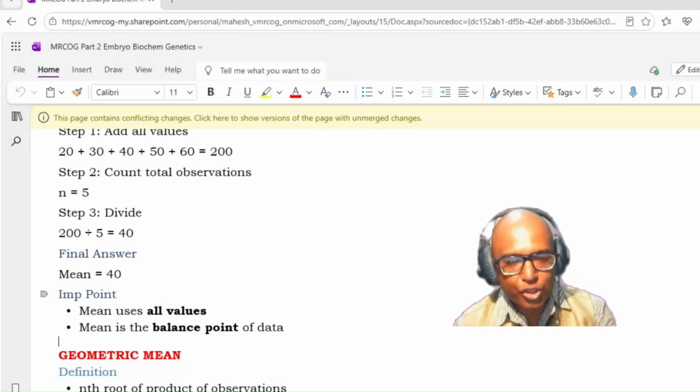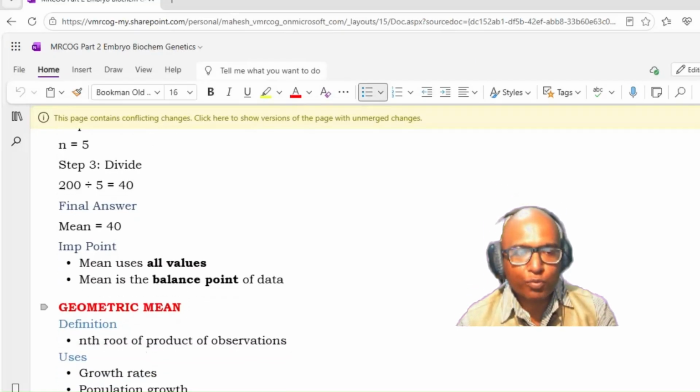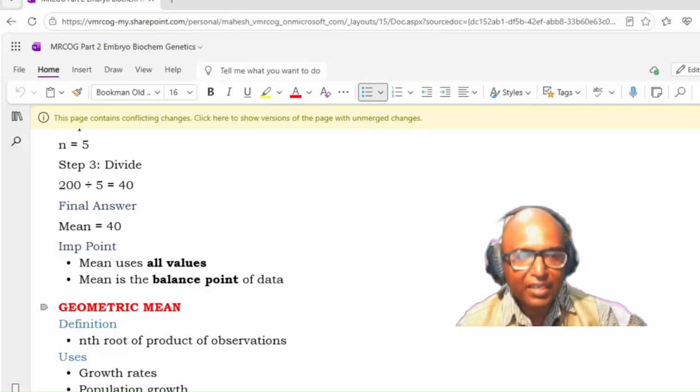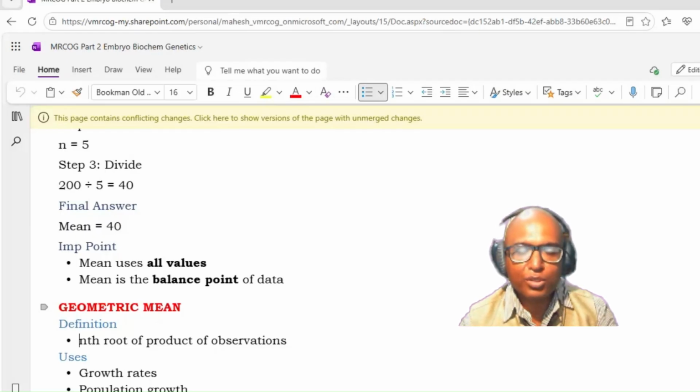Okay, second is the geometric mean. So what is the geometric mean and how to calculate it? It is actually the nth root of the product of observations. Okay, it is the nth root of the product of observations. What does it mean? You have to calculate the root, and which root? Nth root, and you have to calculate the product of observations.